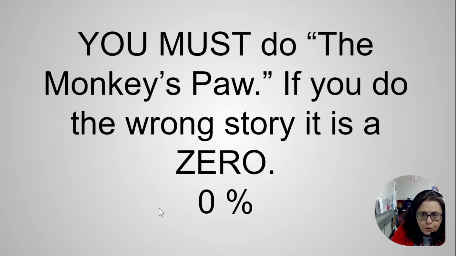Now, make sure that you are doing The Monkey's Paw. Do not do the wrong story, or you will get a 0. All right, so this is for Academic 1. So you have a paper with the directions. It's in English and Spanish. You also have, if you can see me here, probably not, this paper here, okay?